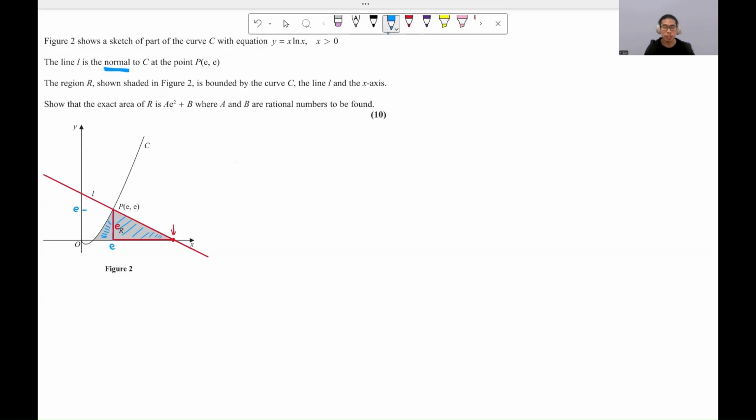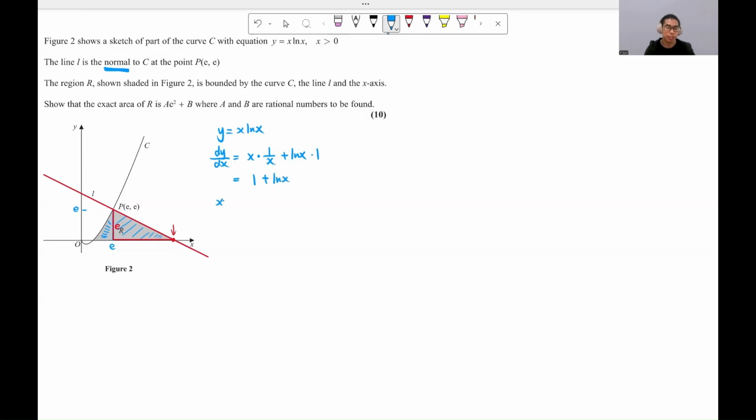So the curve is y equals x ln x, and line L is a normal to the curve. To find the equation of the normal, first we need to differentiate this. So y equals x ln x is a product, so to differentiate that, we need to use the product rule. We use one times the derivative of the other: x times the derivative of ln x, which is 1 over x, plus ln x times the derivative of x, which is 1. Then simplify: x times 1 over x is just 1, and ln x times 1 is just ln x.